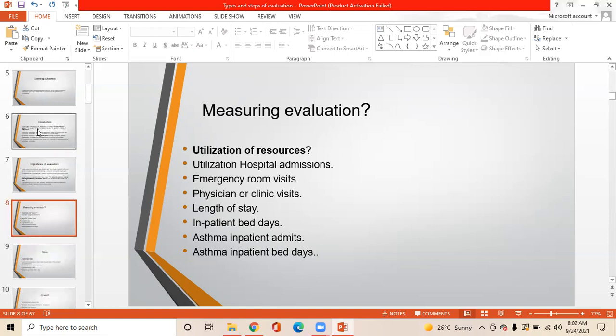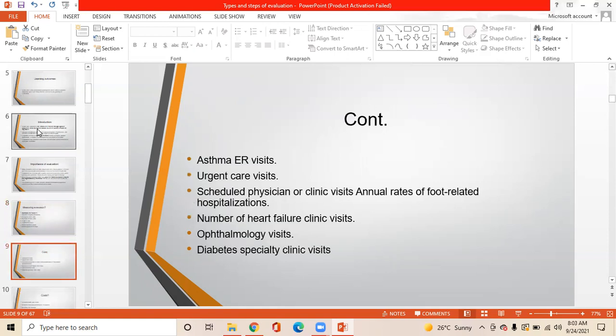In evaluation, there are utilization of resources, costs, and patient preferences. Utilization resources include hospital admissions, emergency room visits, physician clinic visits, length of stay, inpatient bed days, asthma inpatient admits, asthma inpatient bed days, asthma ER visits, urgent care visits, scheduled physician or clinic visits, annual rate of flu-related hospitalizations, number of heart failure clinical visits, ophthalmology visits, diabetes specialty clinic visits, and many others.